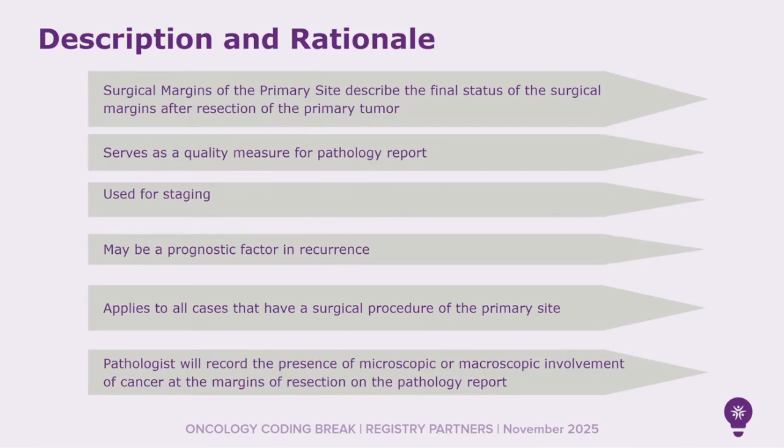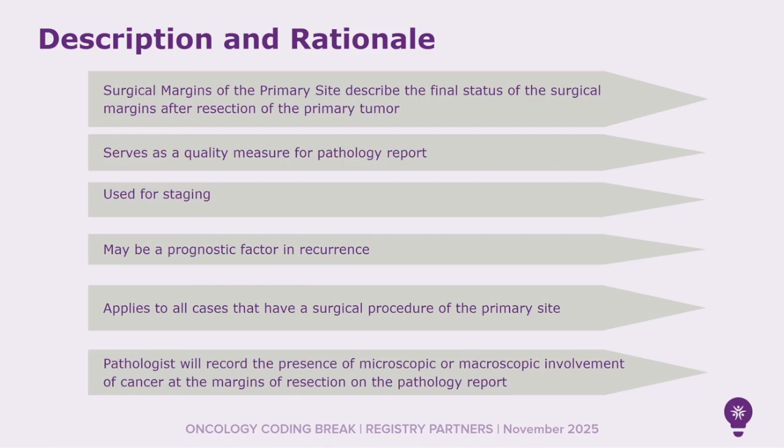Surgical margins of the primary site describe the final status of the surgical margins after resection of the primary tumor. This data item is a quality measure for pathology reports, contributes to staging, and serves as a prognostic factor for recurrence risk. The surgical margin code is applied to all cases that have a surgical resection of the primary tumor.